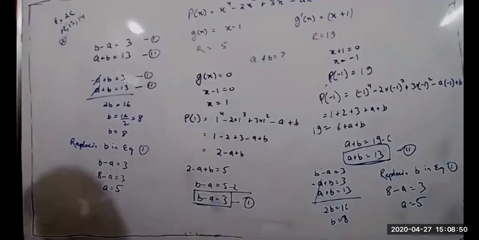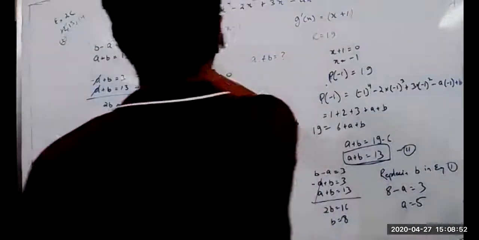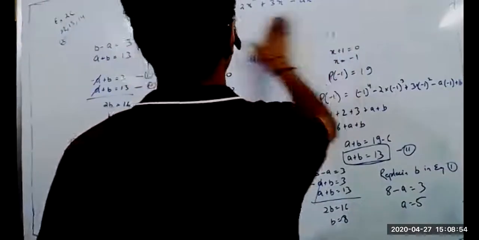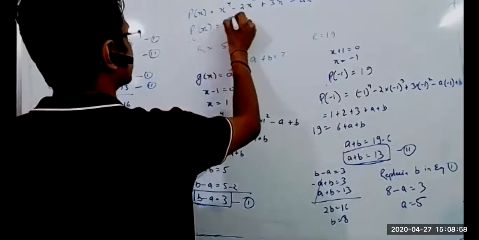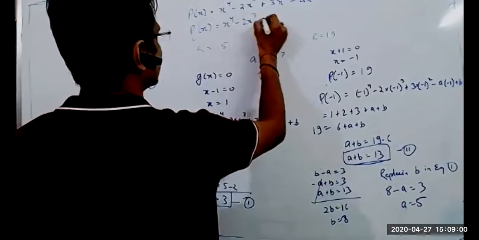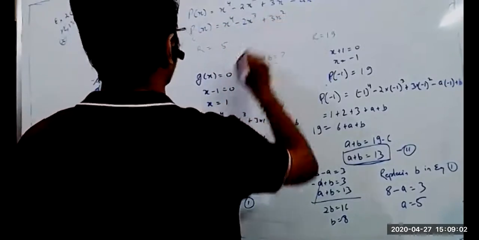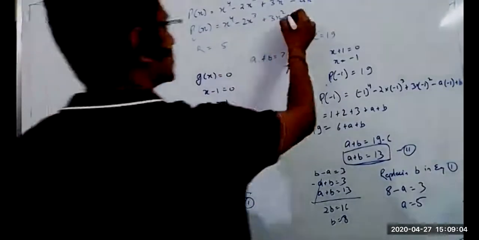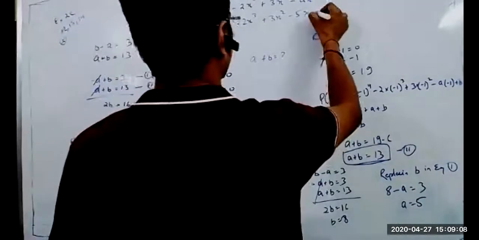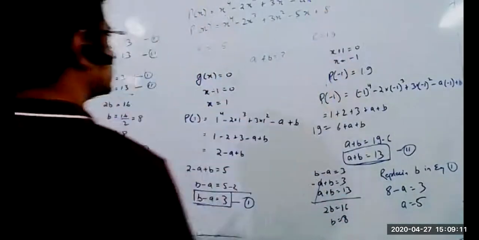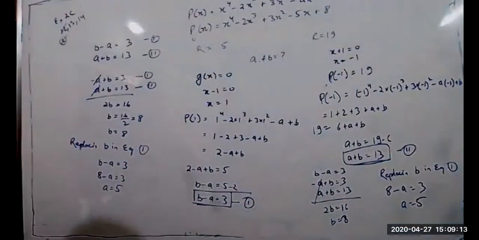So what is this px? How can we write this px? We can write px as x to the power 4 minus 2 x to the power 3 plus 3 x square. Now what is the value of a? 5, so we can write 5x. And what is the value of b? We can write it as 8. Correct? Any doubt anyone has?